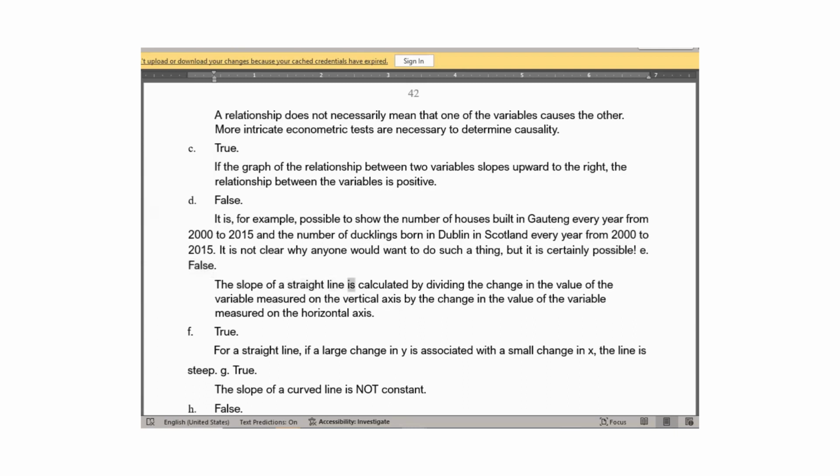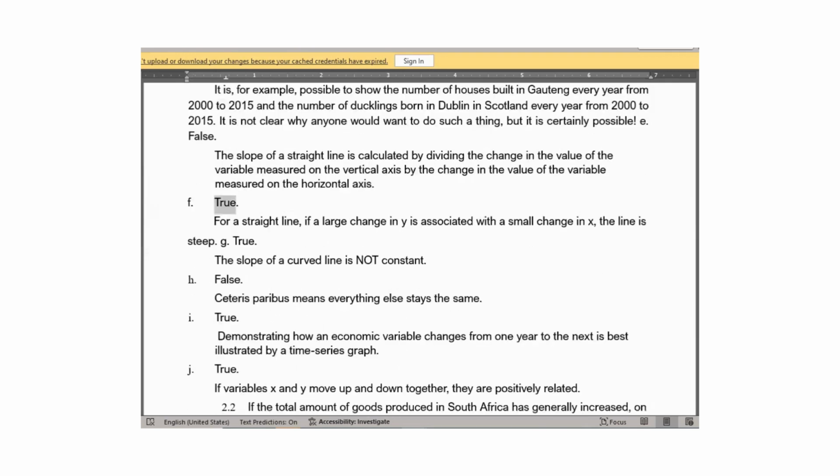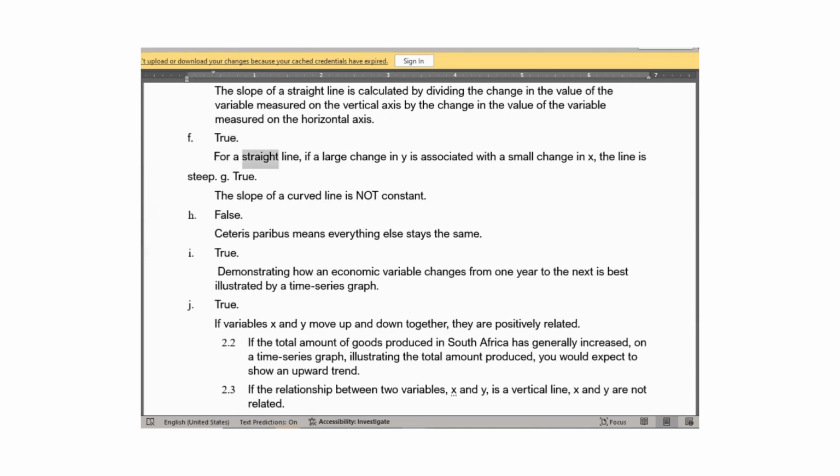The slope of a straight line is calculated by dividing the change in the value of the variable measured on the vertical axis by the change in the value of the variable measured on the horizontal axis. True. For a straight line, if a large change in y is associated with a small change in x, the line is steep. True. The slope of a curved line is not constant. False. Ceteris paribus means everything else stays the same. True.